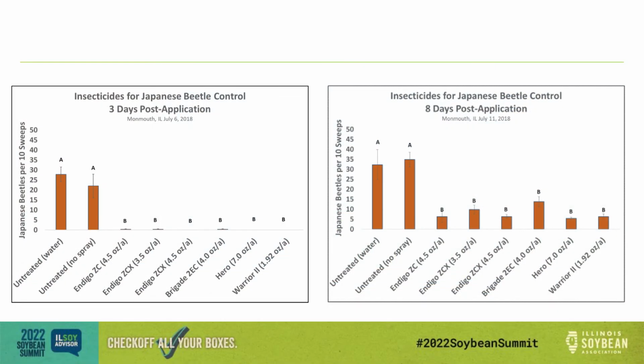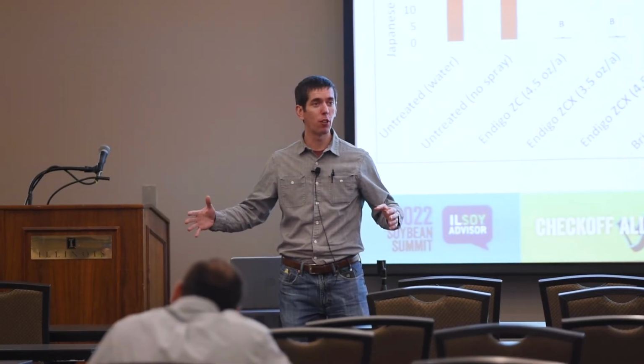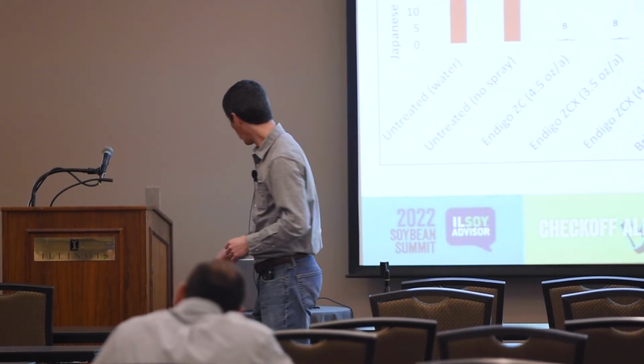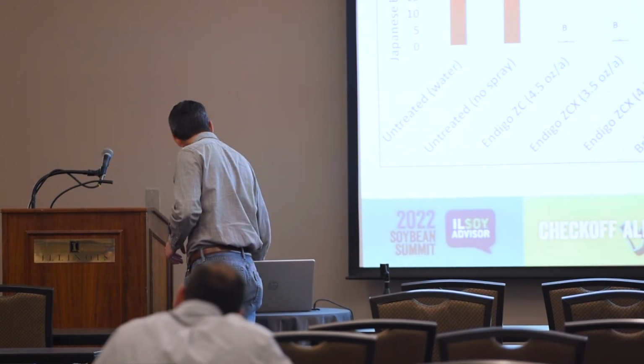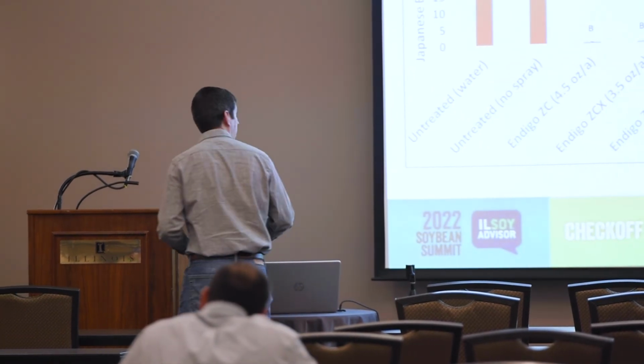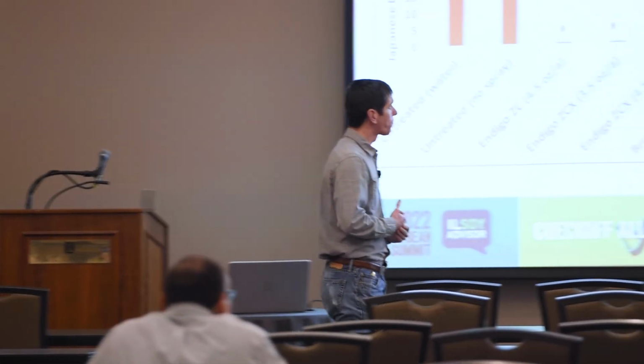If you look at 8 days after application, you see those bars start to jump a little bit. So we're starting to get some re-entry back into that field. This was that rare scenario, and you really only see this a lot of times in small plot research, where you had so many Japanese beetles in that area that they're actually coming back into the field. So useful for showing what we want to show, not necessarily what's going to happen in a field.